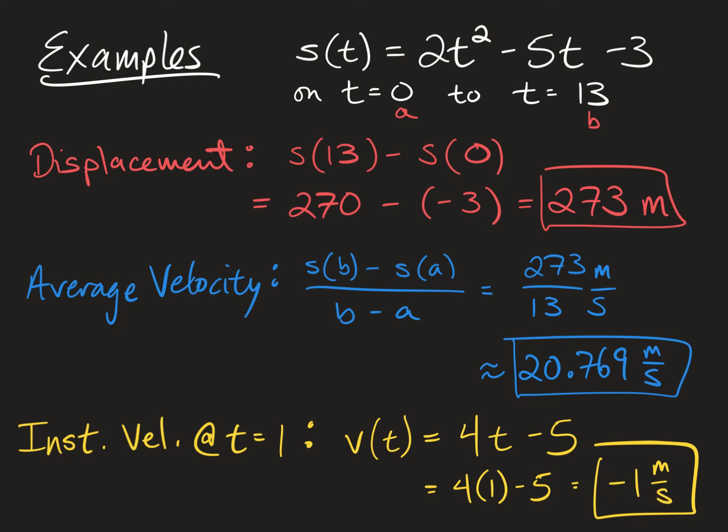This is different from speed. And I wanted a negative value so I could talk about speed. So -1 meters per second is a velocity.